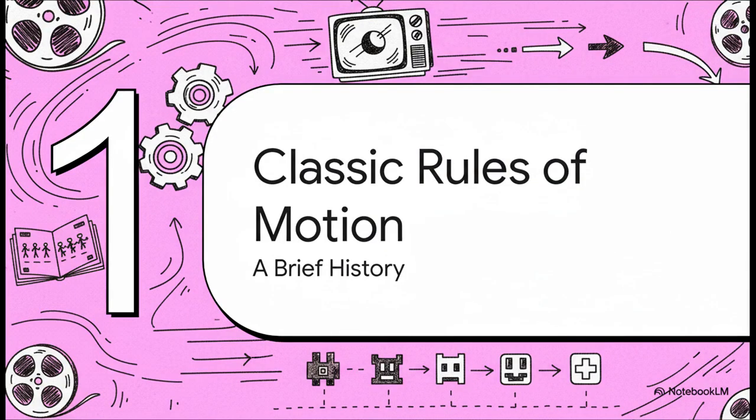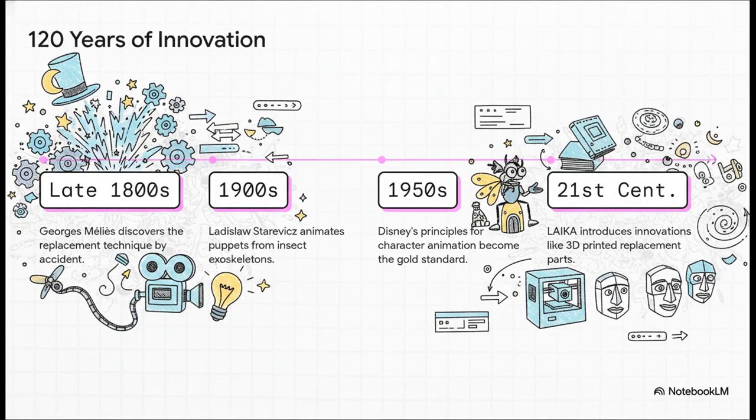All right, so to really get this debate, we've got to go back to the beginning. We need to understand the classic rules of motion, the very foundation of how we make things move on screen. Yeah, these rules didn't just pop into existence. They grew over more than a century of amazing innovation. We're talking everything from accidental discoveries by pioneers like Georges Méliès to animators in the early 20th century making puppets out of actual insect exoskeletons. No, seriously. And then, of course, you get Disney in the 50s making their principles the gold standard, all the way up to today with studios like Leica using things like 3D printed parts. It's always been a story of art pushing technology forward.